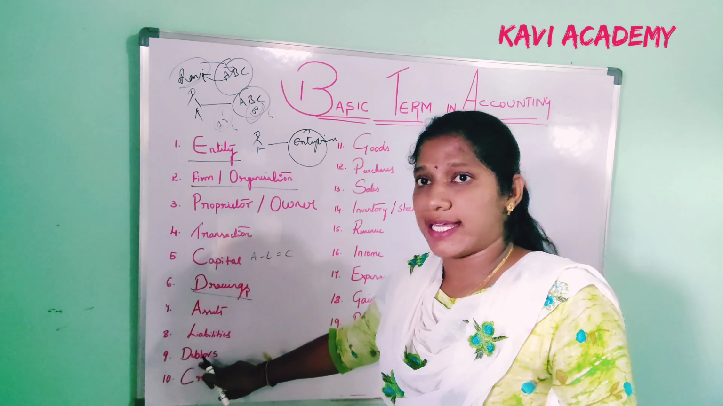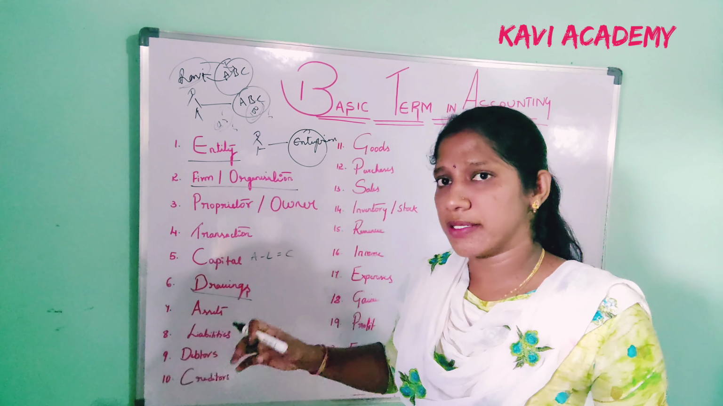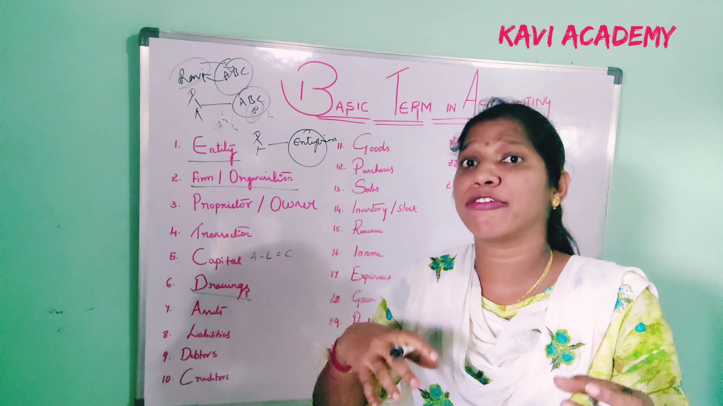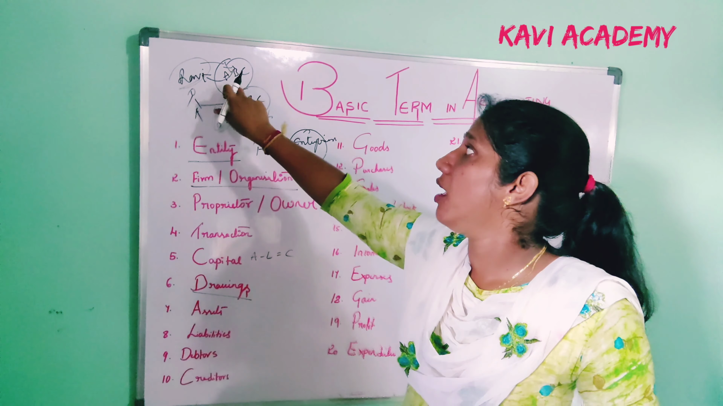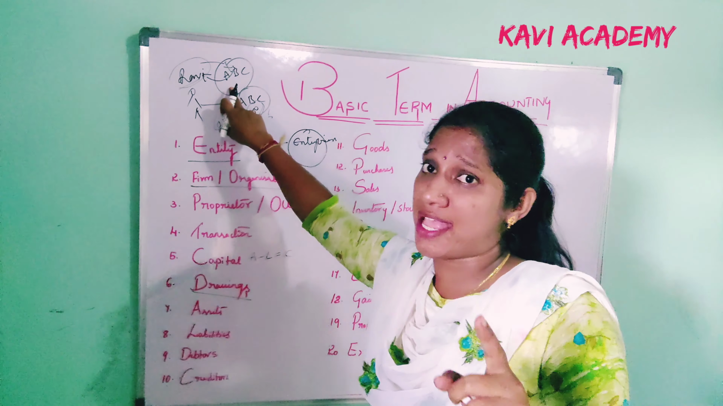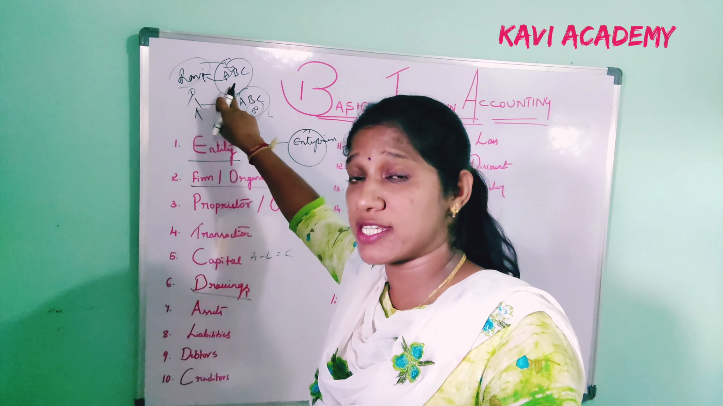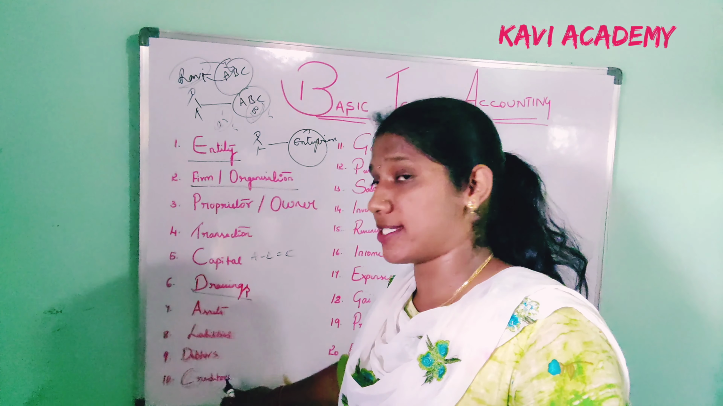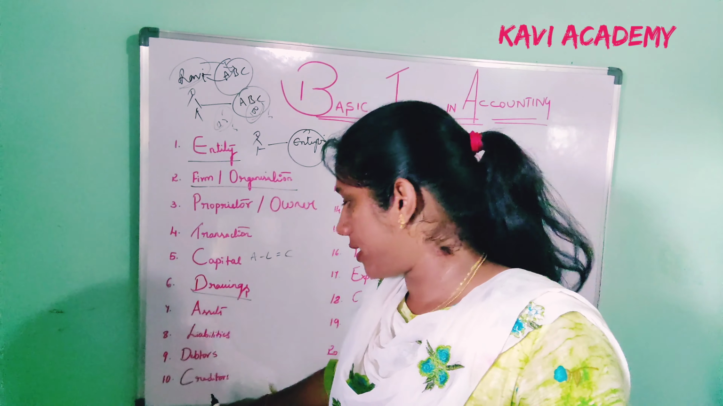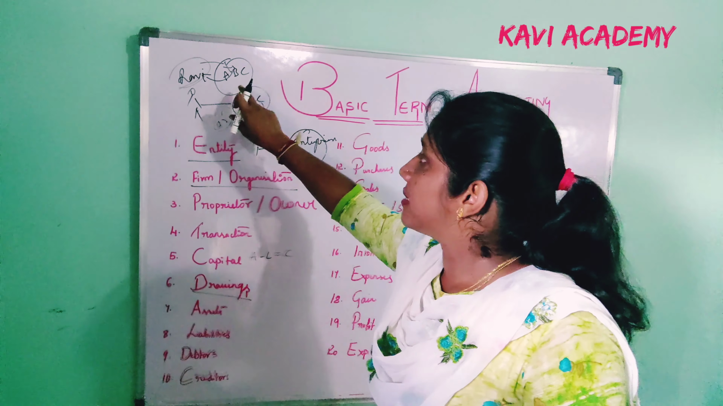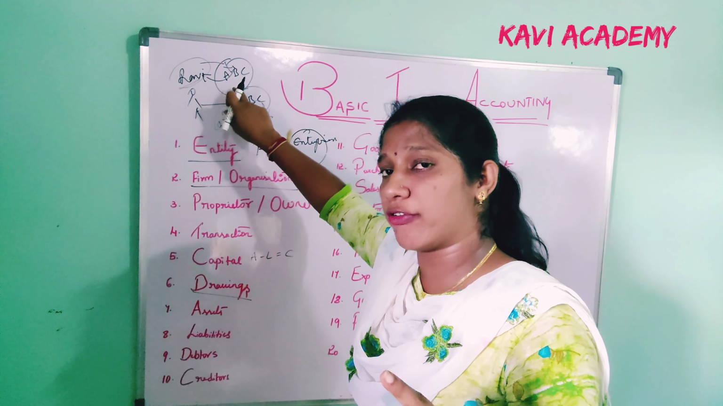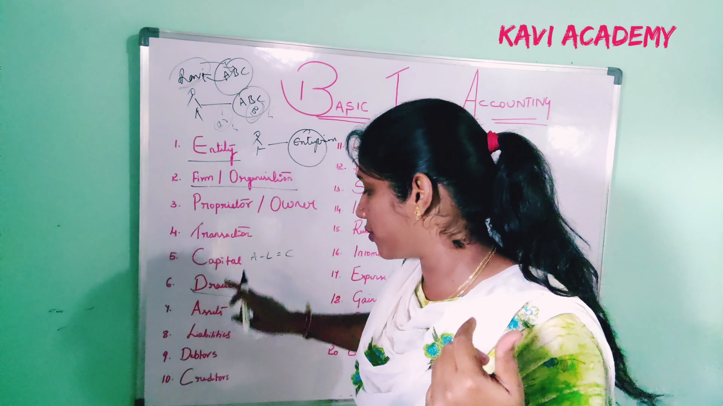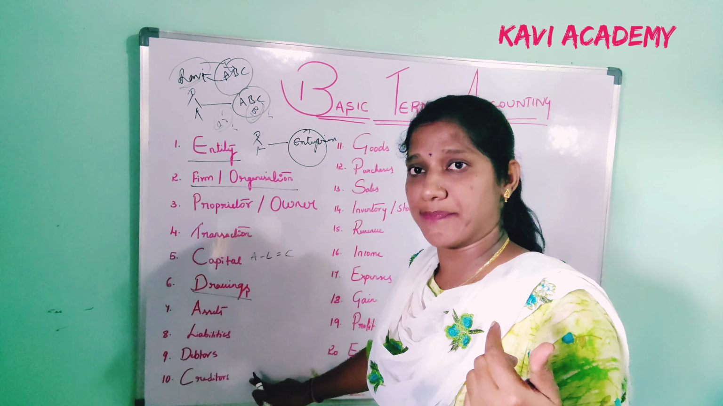Next, debtors. Debtors means the person who has benefited from the business is known as debtors. Now come to creditors. Creditors means the outsiders from whom we receive money for running the business are known as creditors.